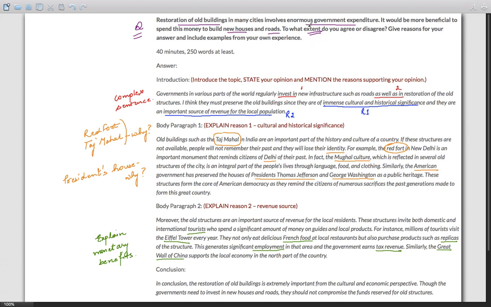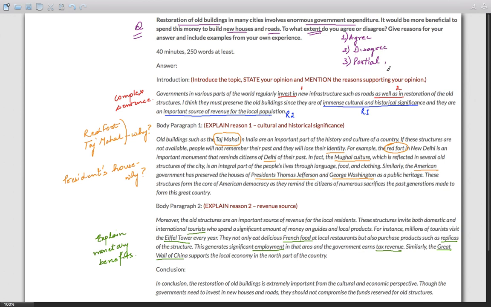So first of all, please note that this question is, to what extent do you agree or disagree? So you have three options. You can structure this answer around agreement, you can structure it around disagreement, or you can structure it around partial agreement or partial disagreement. If you agree with this statement, that okay, we spend a lot of money on old buildings, we need to do this on new houses and roads, write at least two body paragraphs in support of agreement. If you disagree with this statement, that is, you believe that we need to restore old buildings and we need to spend money on them, then write at least two body paragraphs on disagreement, on your viewpoint.